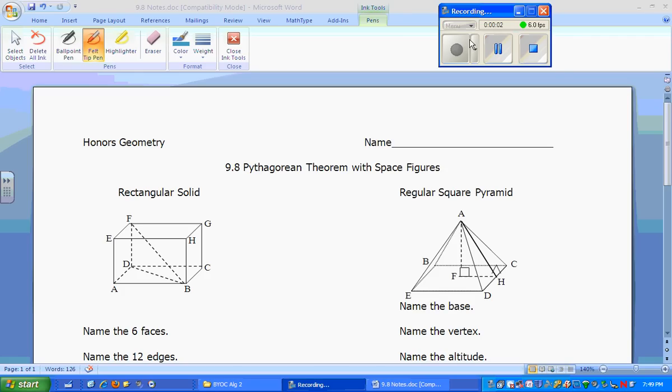All right, this is the last lesson for Chapter 9. This is 9.8 Pythagorean Theorem with spatial figures. So let's just get started.